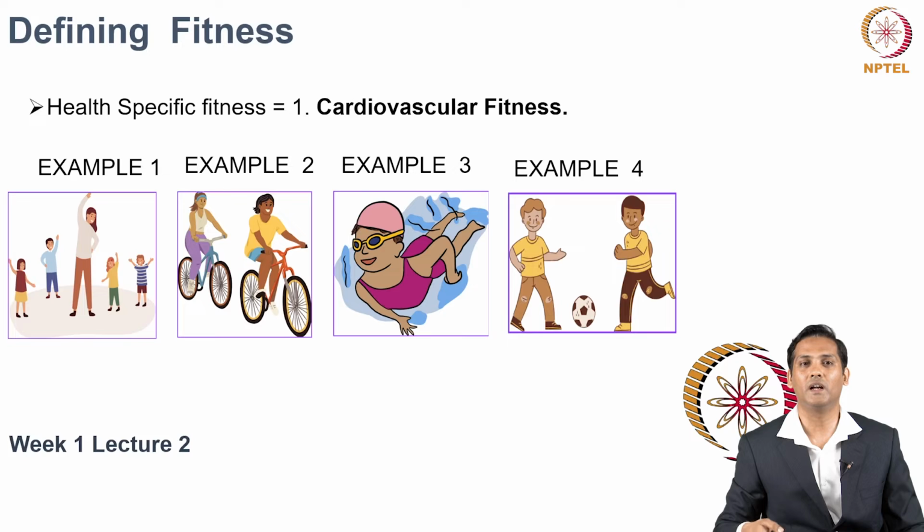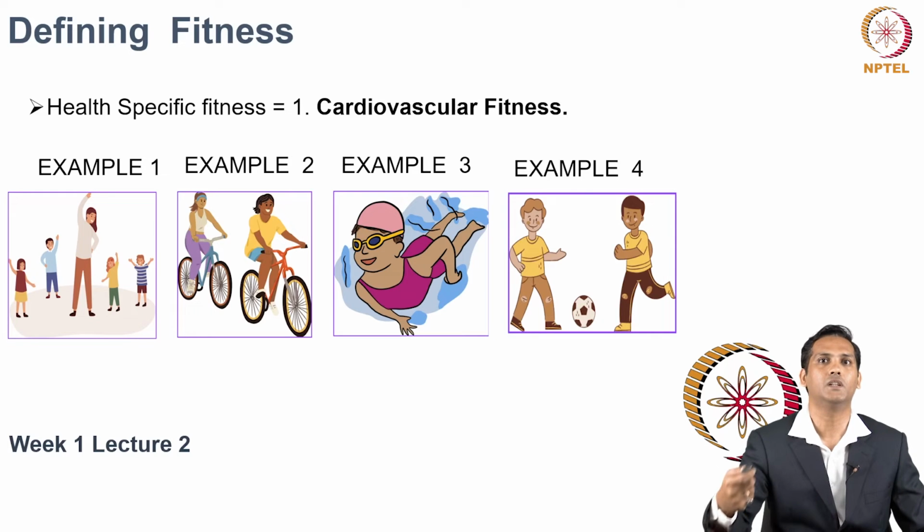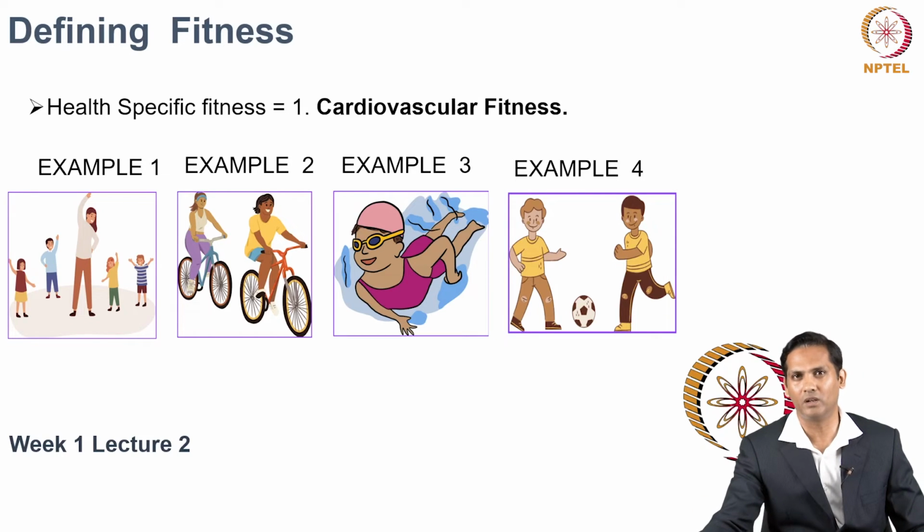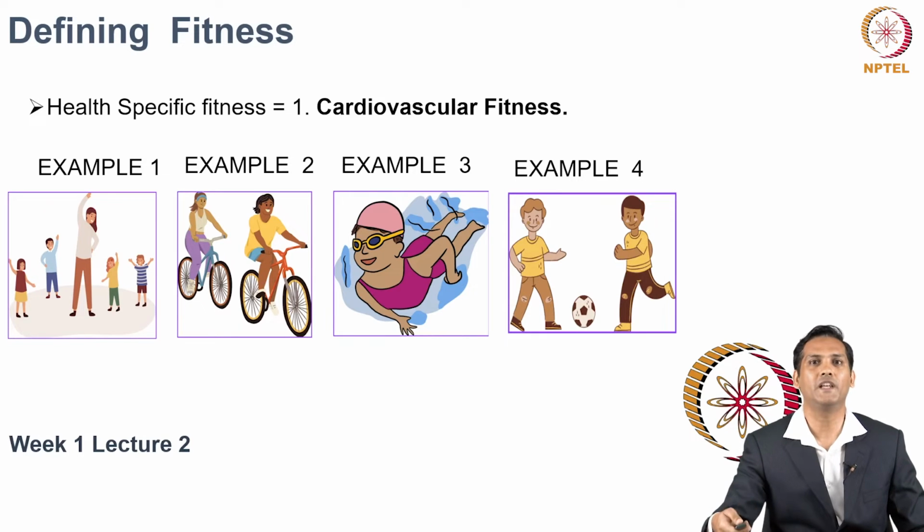Example number 2, a different mode of physical activity, cycling. Again, if you are able to perform cycling for a prolonged duration, if you aim to increase that duration, if you aim to increase the total distance that you cover in a given amount of time, if you aim to improve that optimal level, then you are engaging in a cardiovascular activity with an aim to improve your cardiovascular fitness.